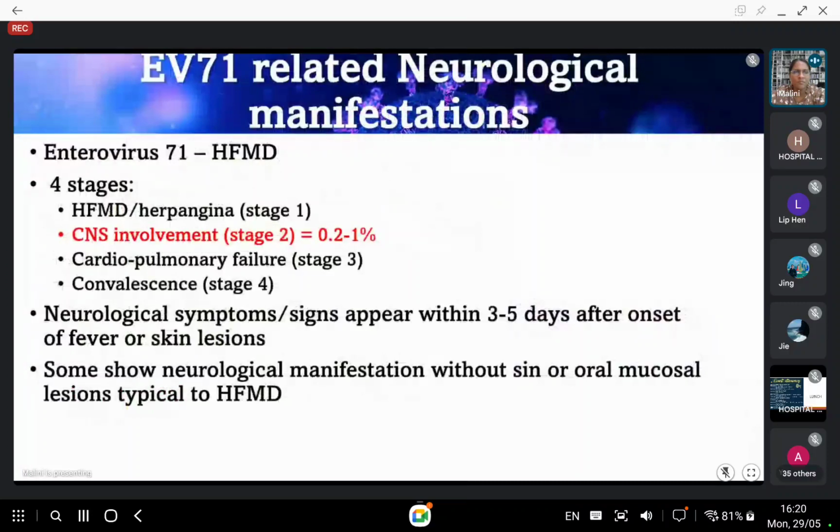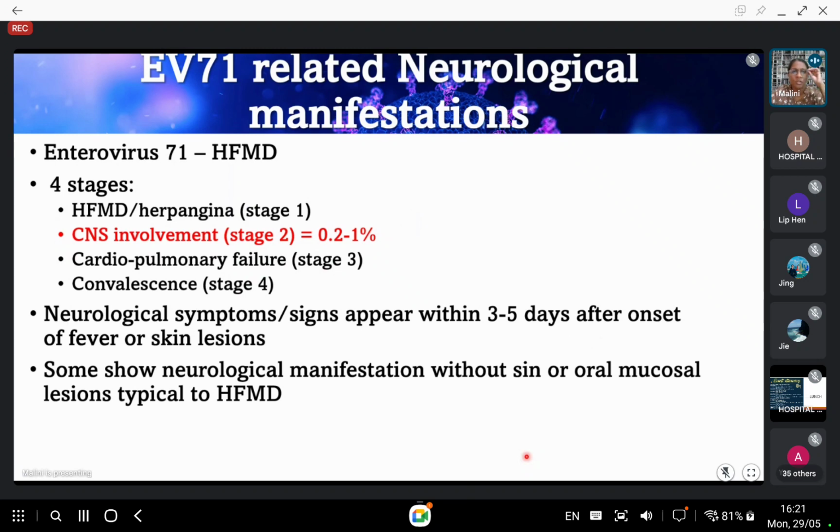I'll skip CMV, but I think I'll just touch on EV71. So EV71 is classically seen in hand, foot, and mouth disease. So it's fairly common, and we do have outbreaks on and off. There are four stages. The first stage would be just the lesions, the herpangina. And then a small proportion actually move on to stage 2, 3, and 4. So the CNS involvement is stage 2, and these actually appear within 3 to 5 days of onset of the fever and the skin lesion.